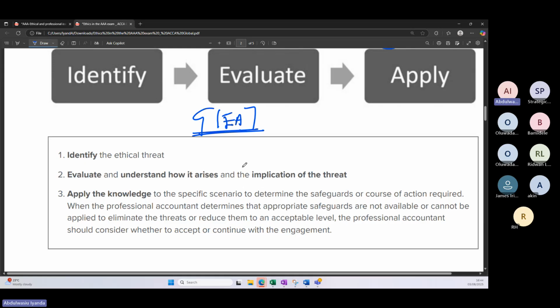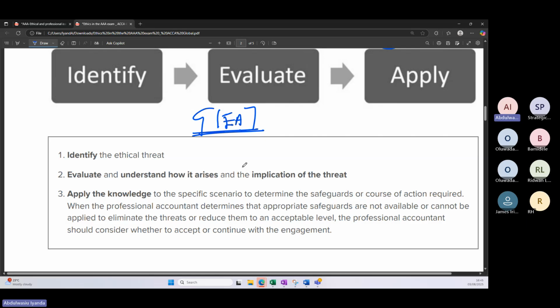So this is the article, because the article will guide us. This is how we expect your answer to be. So from this article, it's saying that 1, identify the problem. Identify the ethical threat. The threat can be advocacy, familiarity. The next thing is to evaluate and understand how it arises, and the application of it.